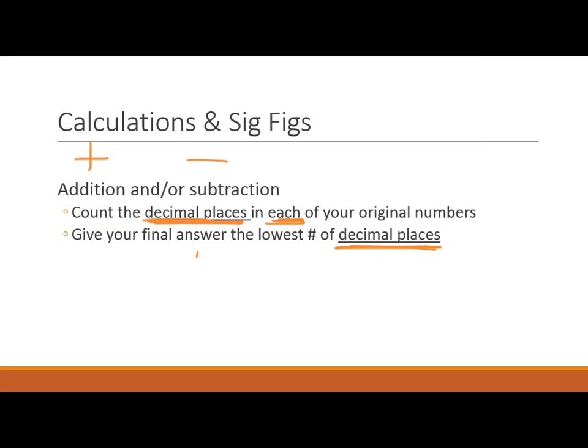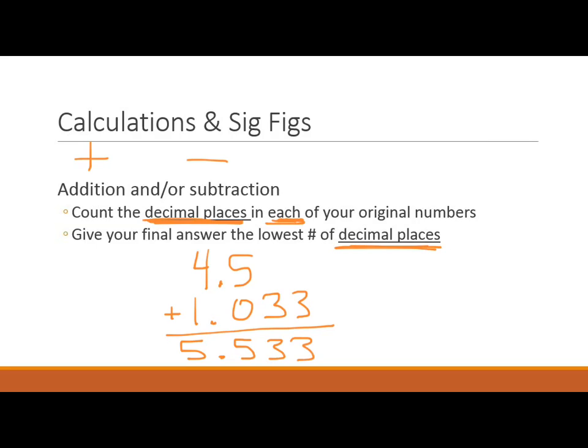So if the number was 4.5 plus 1.03, I can go ahead and add that up, and it's 5.533, but I need to count my decimal places, not my sig figs. Here we have 1 decimal place, here we have 3 decimal places, which means that I need to cut my answer off right there. So my final answer should be reported as 5.5. Your calculator would spit out this, but I would expect you to answer 5.5.